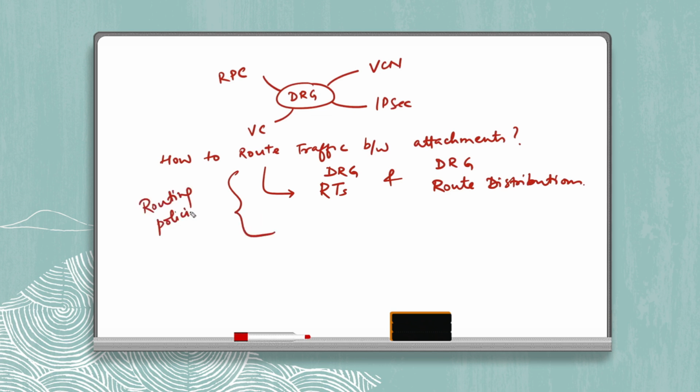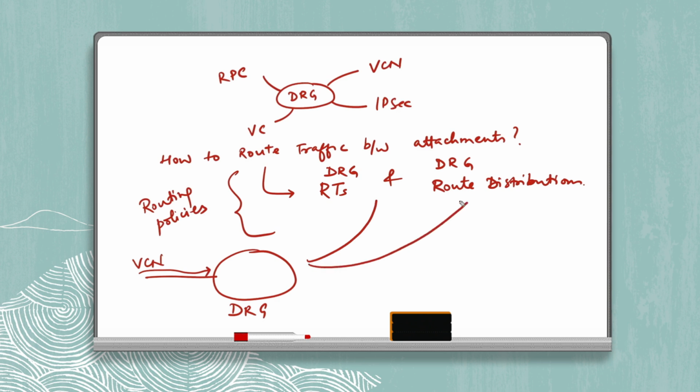So using these two entities, we can define routing policies. And by routing policies, I mean: if this is your DRG and this is your attachment, let's say a VCN attachment, if traffic enters into the DRG, what happens to that particular traffic? That is governed by these two entities.